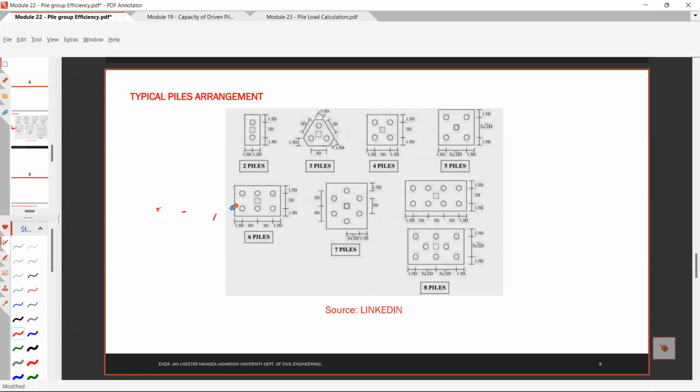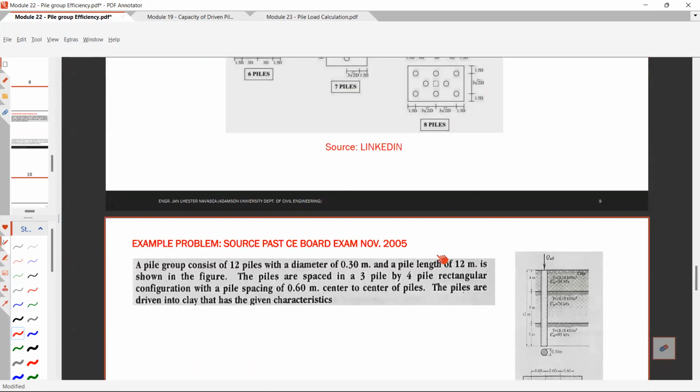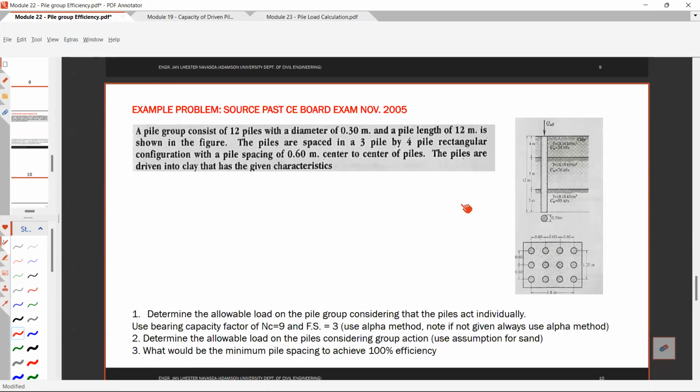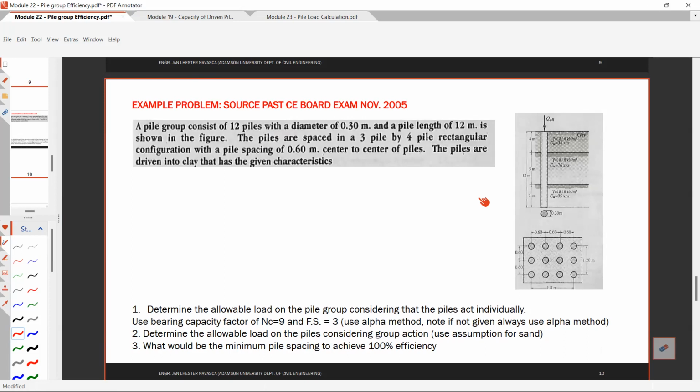Sige. So that is the minimum and the typical arrangement of piles and the typical spacing and edge distances. Okay. So let's have an example problem. This is a past board exam in November 2005. You will see problems like this in the board exam. And when that happens, of course you already know how to solve it.